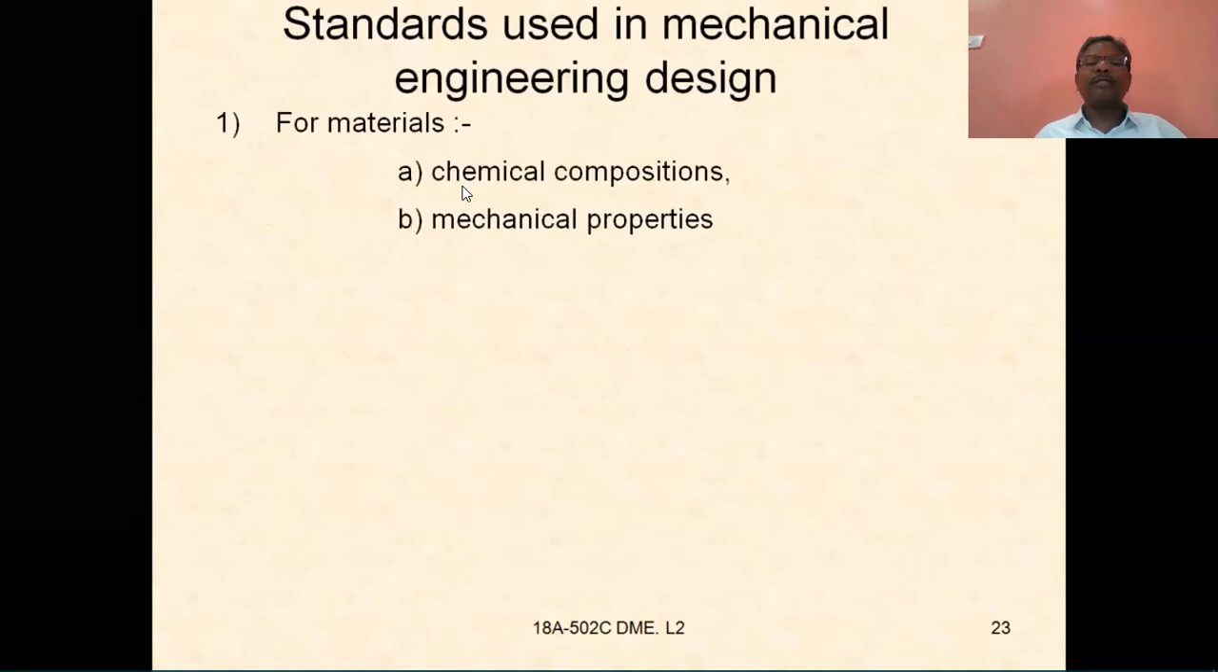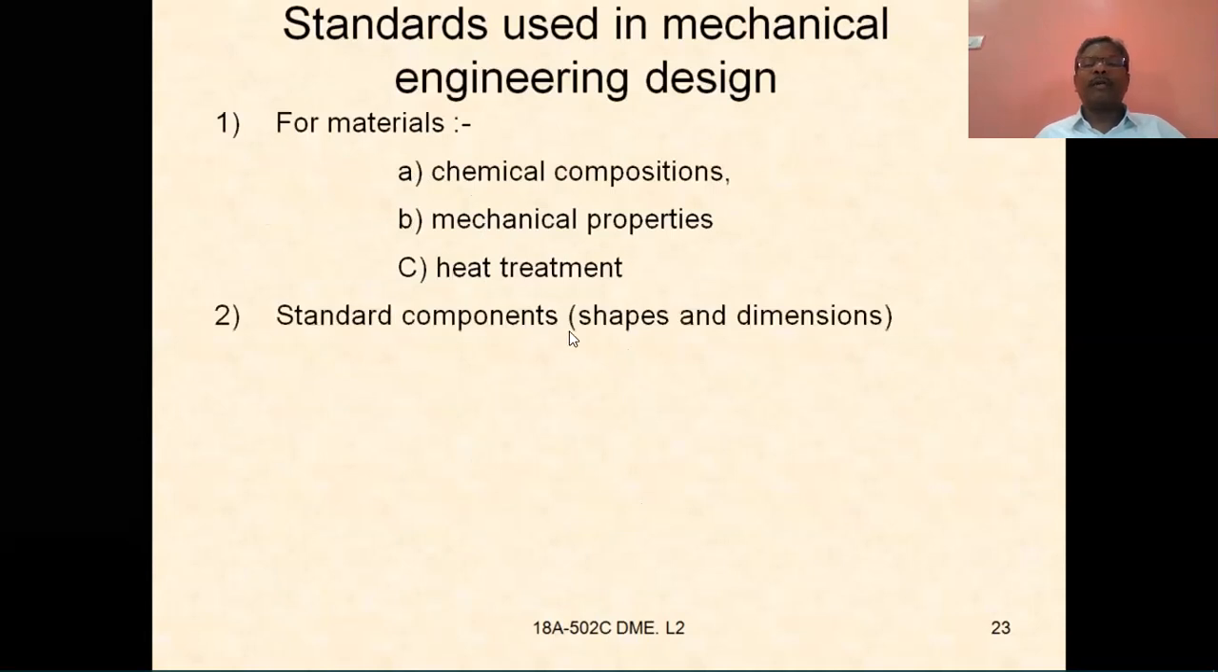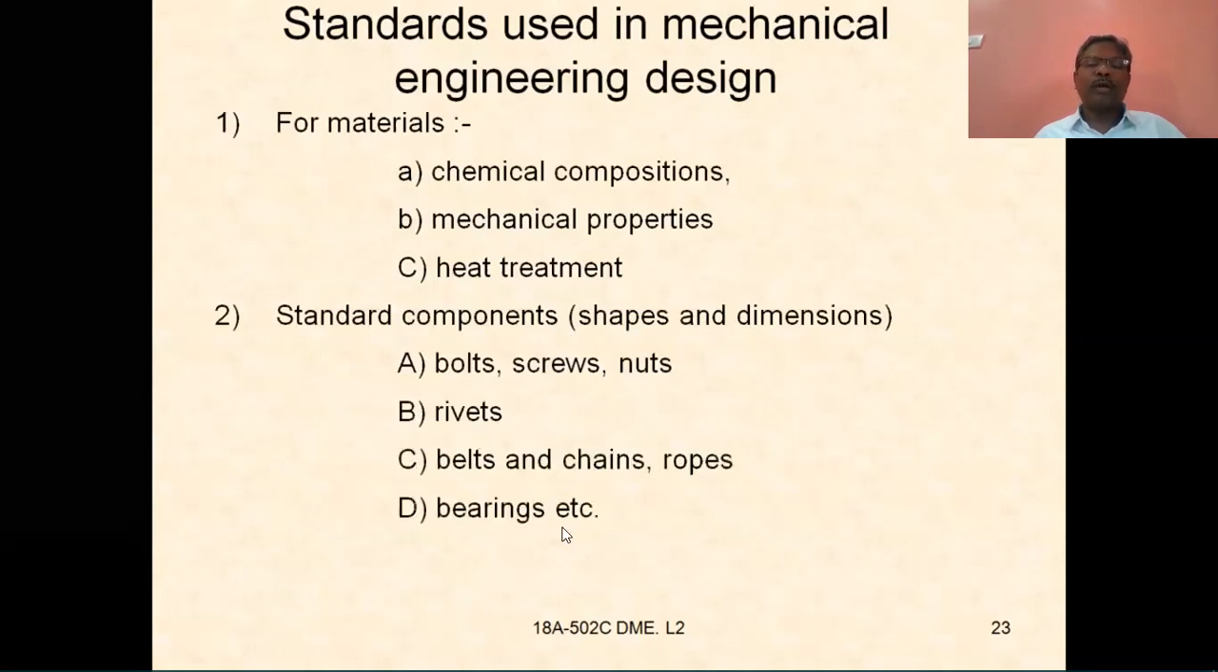Standards used in mechanical engineering design for materials: the standards for materials, chemical compositions, mechanical properties, heat treatment, and the standard components based on the shapes and dimensions. Standard components are the bolts, screws, nuts, and rivets, and belts and chains, ropes and bearings, etc. Even pins also, washers, circlips, etc. There are so many standard components, and different materials are standardized.